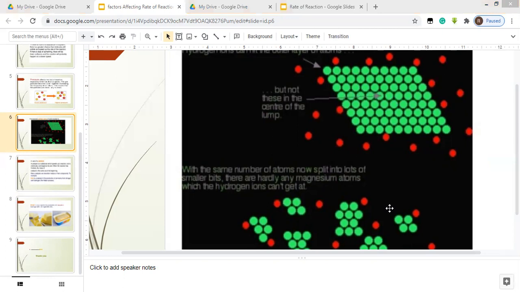In short, we may say, for example, finely divided marble reacts with hydrochloric acid at a much greater rate as compared to bigger pieces. With one big piece, and if there is more surface area, they are exposed to react more.